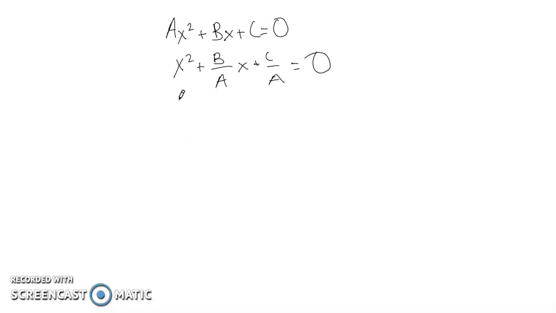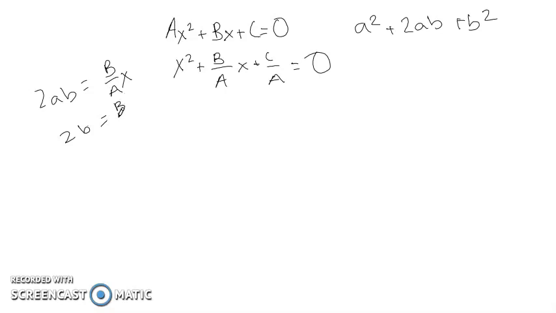Now, we want to make a perfect square trinomial with x squared plus bx plus c. A perfect square trinomial can be represented as a squared plus 2ab plus b squared. Now a squared is x squared, so 2ab is equal to b over a x. Now, a is x, so 2b is equal to b over a. We just divided both sides by x. Sorry, by a, and so b is equal to b over 2a.